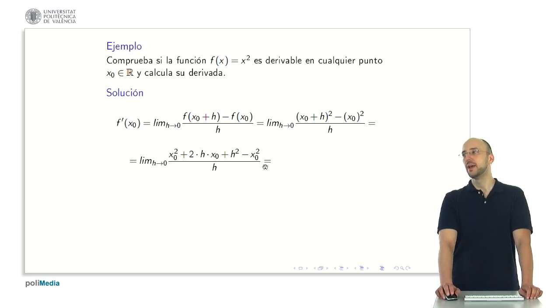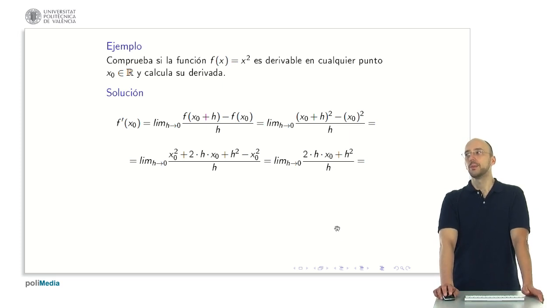Can something be simplified in this fraction? I think so. I mark it here now. X sub 0 squared minus x sub 0 squared, they cancel out. That is the initial point in which I am calculating whether the function is differentiable or not. Here we can see that it cancels out. So, what do I have then? 2h by x sub 0 plus h squared, divided by h, removing this and this for what is left.